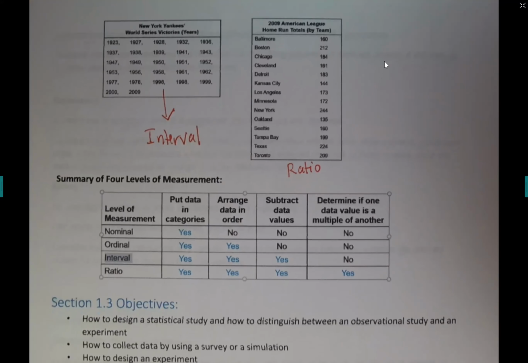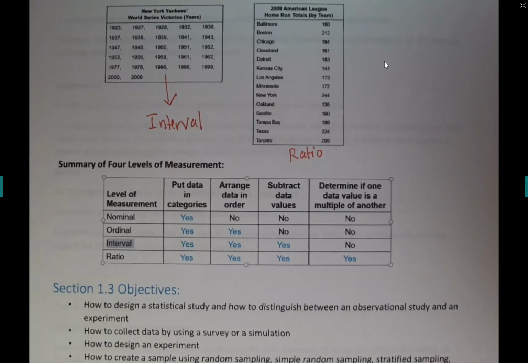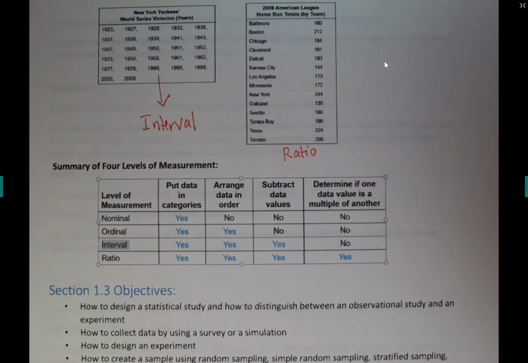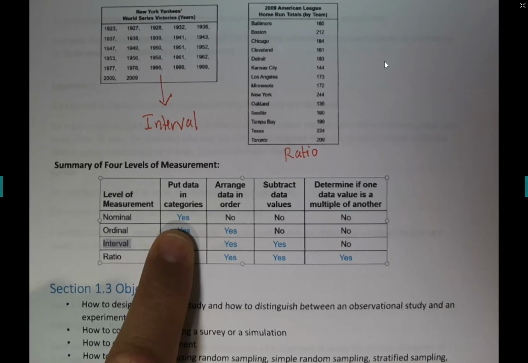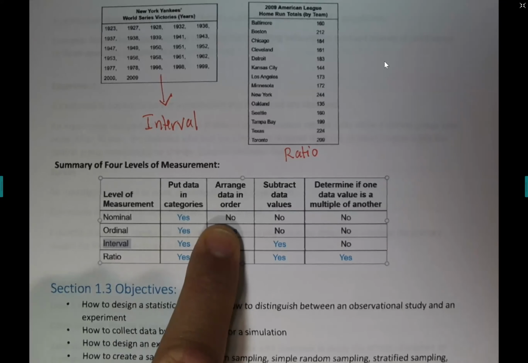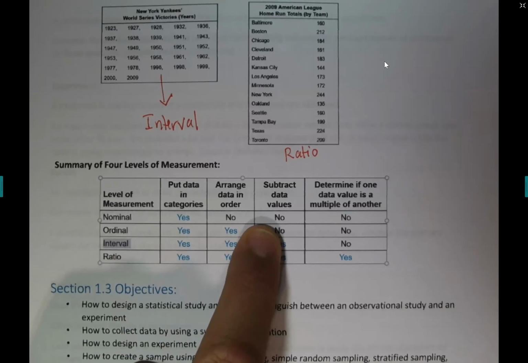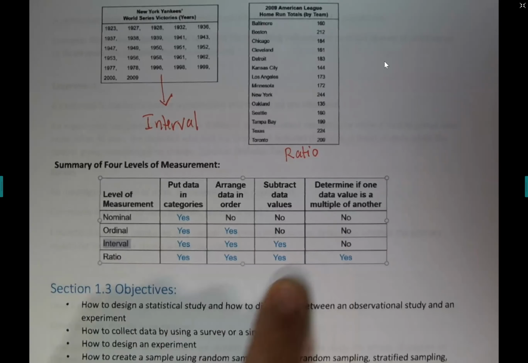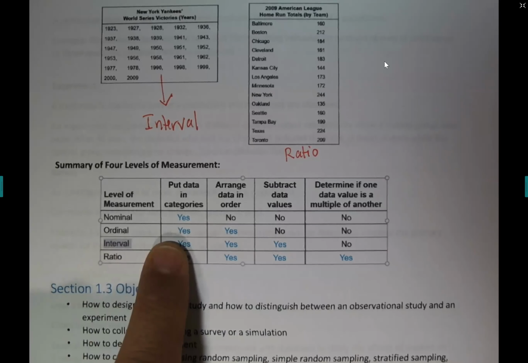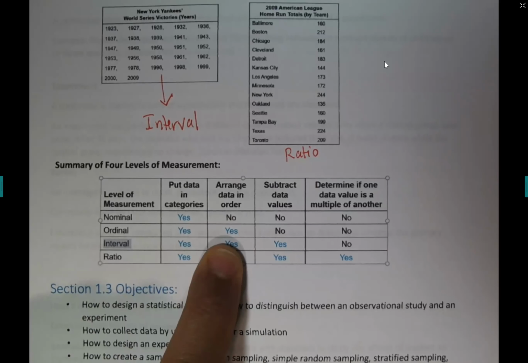And let me give you a summary of the 4 levels of measurement. Okay. Nominal, you can put the data in categories. Yes, it's qualitative. You cannot arrange the data in order. Subtracting has no meaning when you subtract 2 words. And if one value is a multiple of another, you can't compare them as multiples of each other, so no. Ordinal, yes, it is either qualitative or quantitative. Arrange data in order, we can, but the other 2 are no.